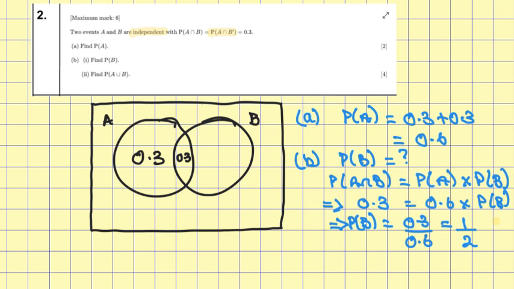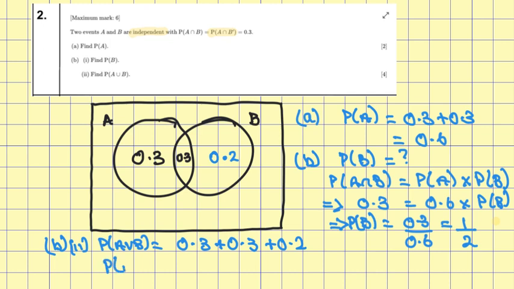B part 2. Find the probability of A union B. Well, the probability of A union B is the probabilities of the two circles. We know that the probability of B is 0.5. The intersection is 0.3. Therefore, this section must be 0.2. Therefore, the probability of A union B is equal to 0.3 plus 0.3 plus 0.2. So the probability of A union B is equal to 0.8.